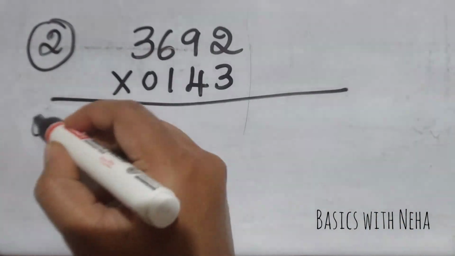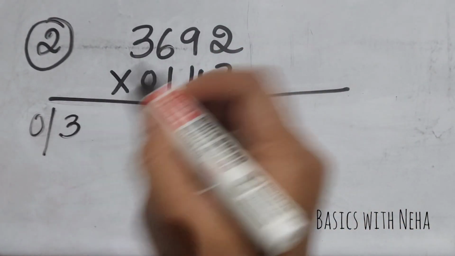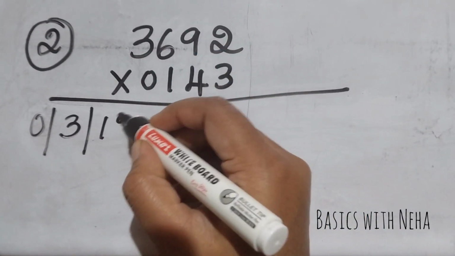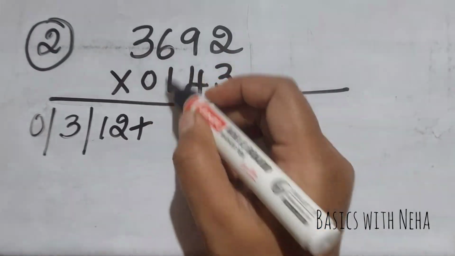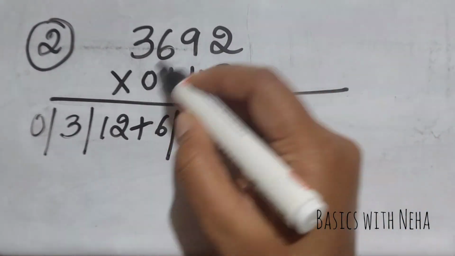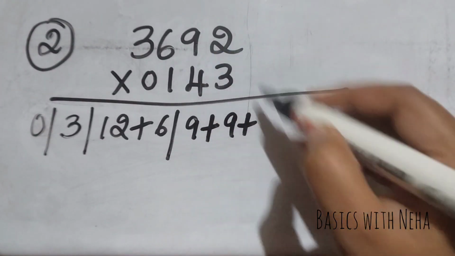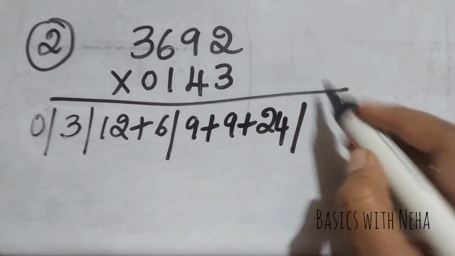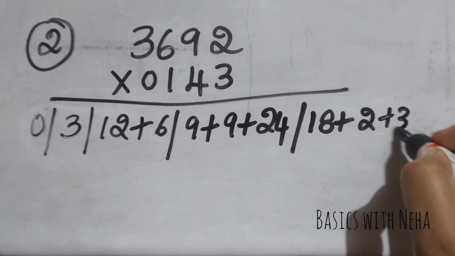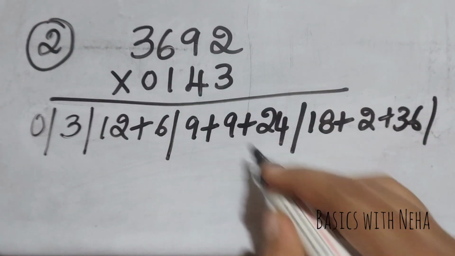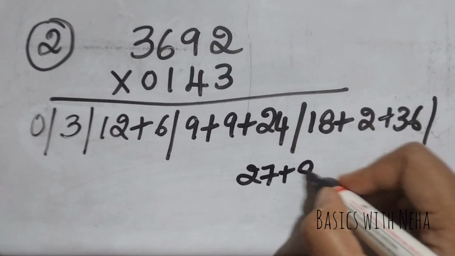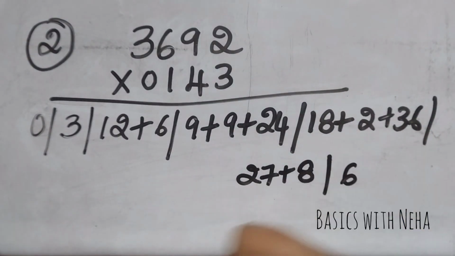3 times 0 is 0. 3 times 1 is 3. 6 times 0 is 0. So 3 plus 0 will remain 3. 3 4s are 12 plus 9 times 0 is 0, 6 times 1 is 6 bar. 3 3s are 9 plus 2 times 0 is 0, 9 times 1 is 9 plus 6 4s are 24 bar. 6 3s are 18 plus 2 1s are 2, 9 4s are 36 bar. 9 3s are 27 plus 2 4s are 8 bar, 3 2s are 6.